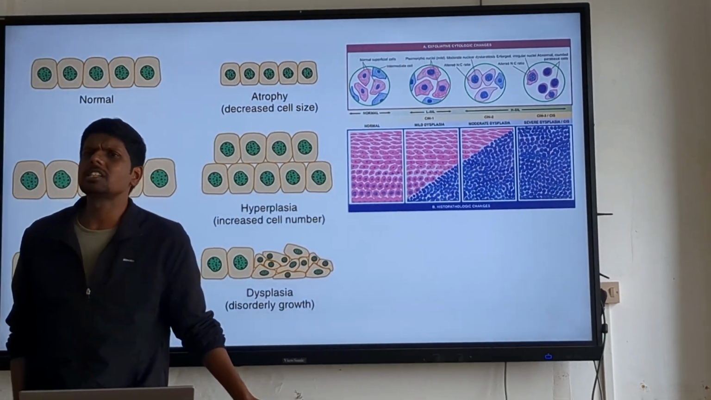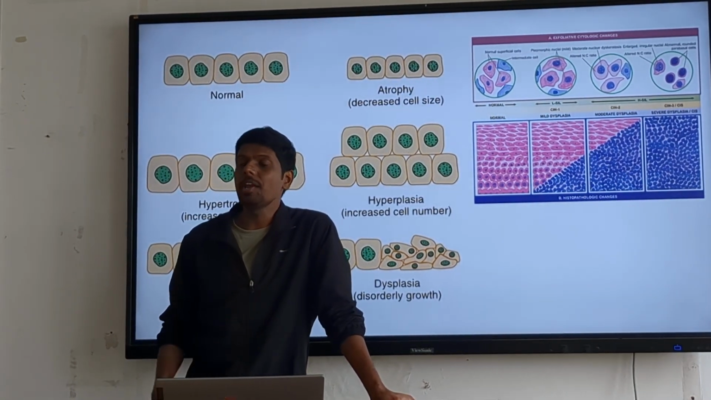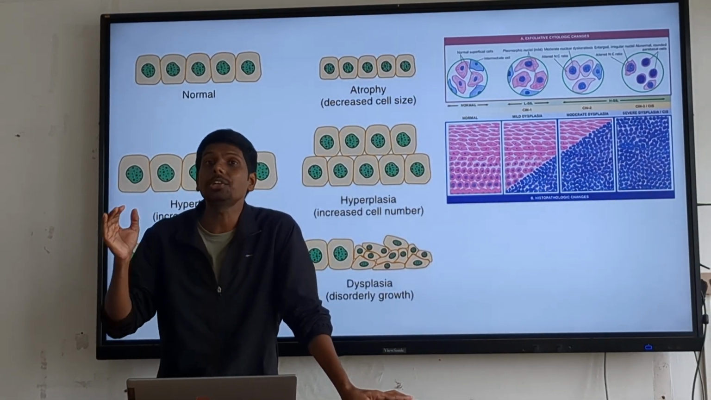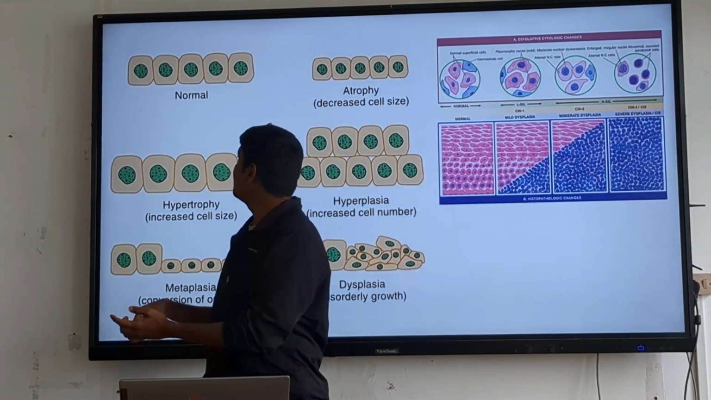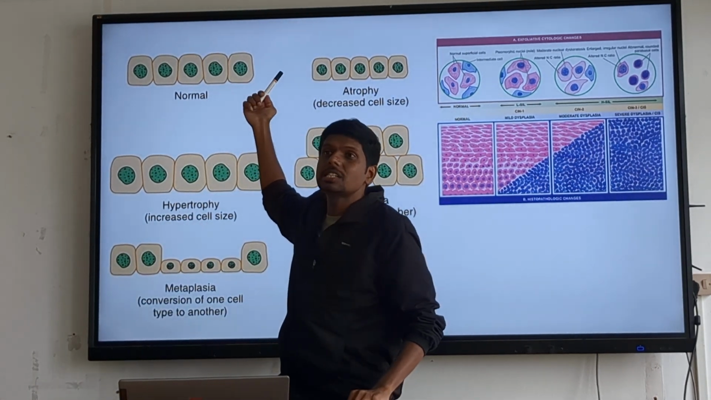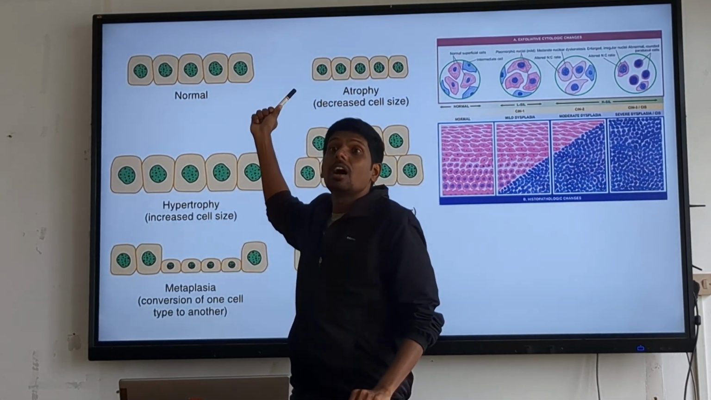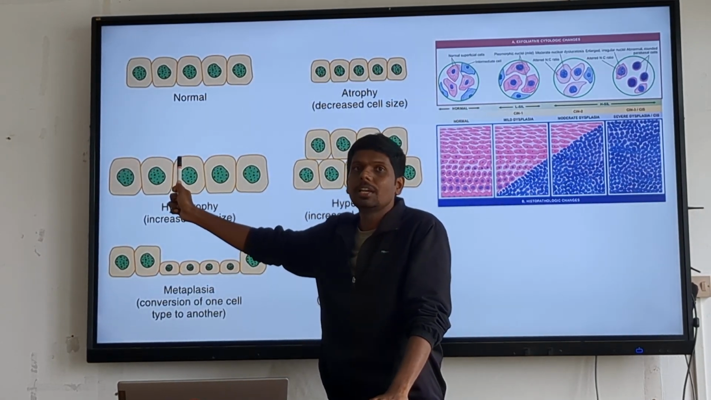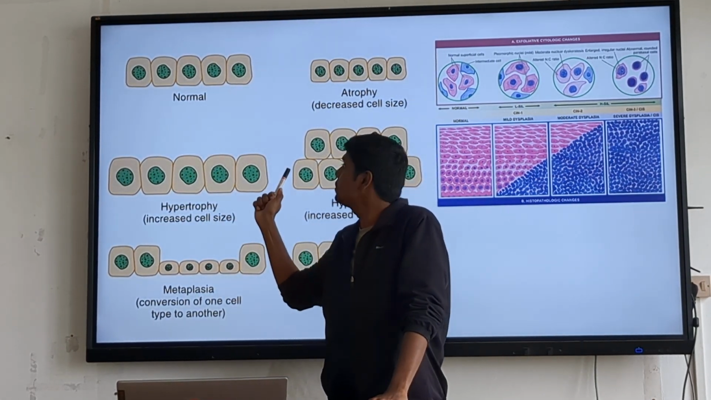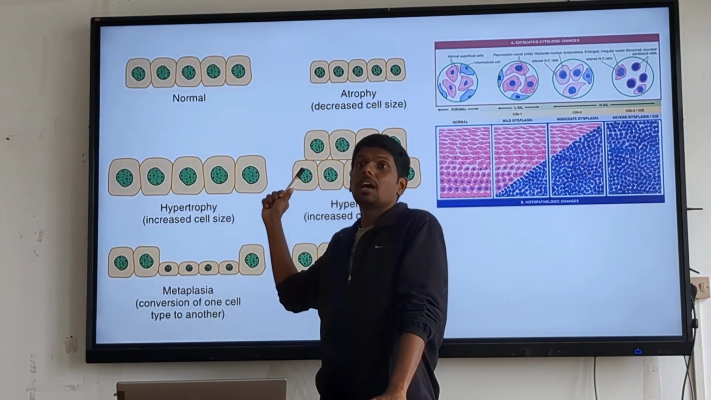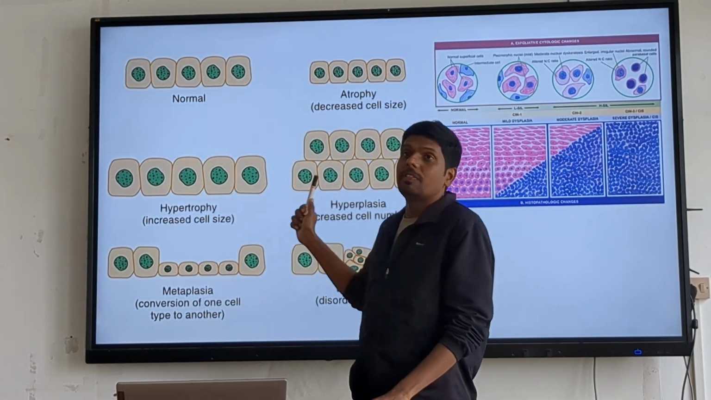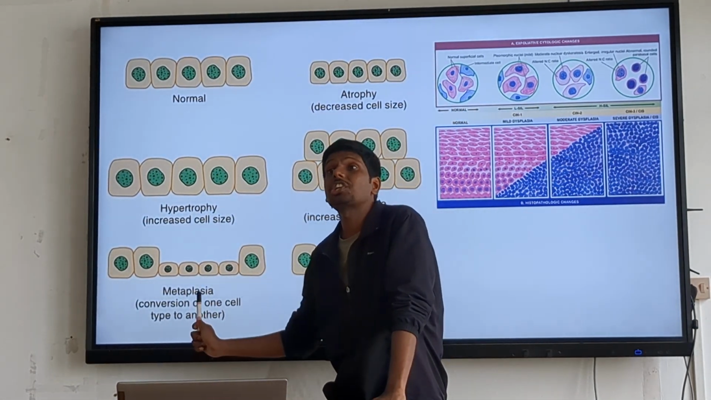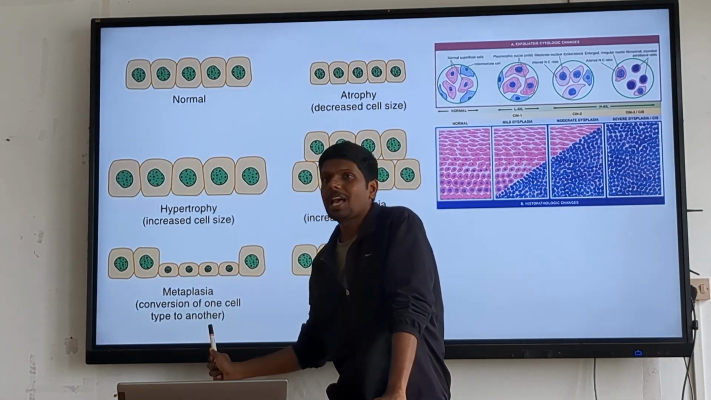Okay. Then we discussed about cell adaptations. So whenever cell is under stress, it will try to adapt either by decreasing its size. Decreased size is called as atrophy. Increased size is called as hypertrophy. Increase in the cell count is called as hyperplasia. Very good. Then change of the cell shape is called as metaplasia.